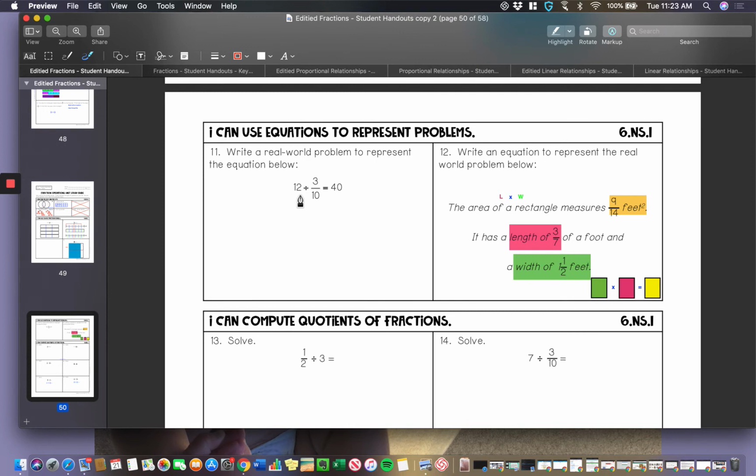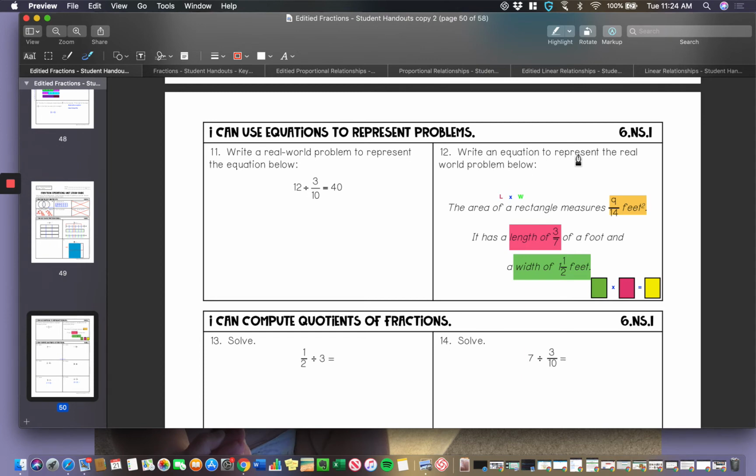Or I could say I had a gallon of milk that had 12 cups in it, and for a recipe I only needed 3/10 of a cup. How many recipes will it make? It'll make 40 recipes using 3/10 of a cup for serving sizes when I have 12 cups of gallons of milk. There's another example.